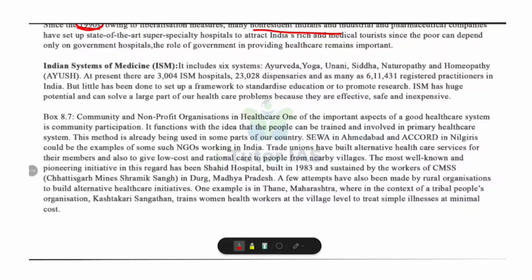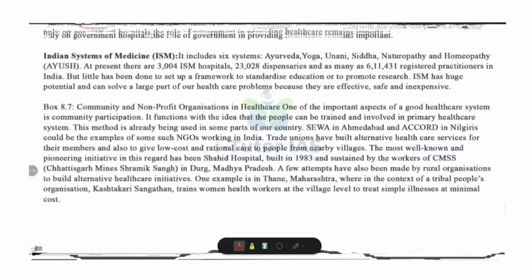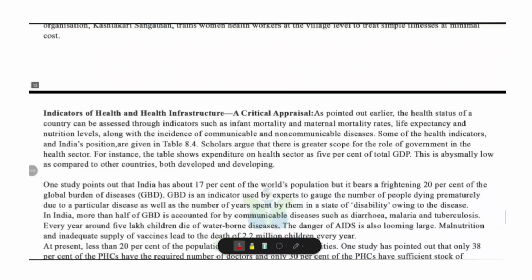Expenditure on health is only about 5% of GDP, which is very low compared to other developing and developed countries. Scholars argue that government needs to play a stronger role in improving infrastructure, that means health infrastructure and access to healthcare. So the implication is, despite building vast health infrastructure, low investment and limited accessibility hinder India from achieving better health outcomes.